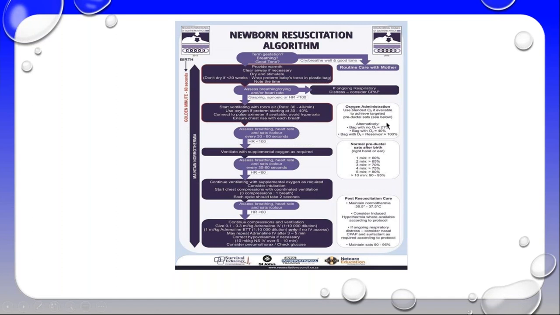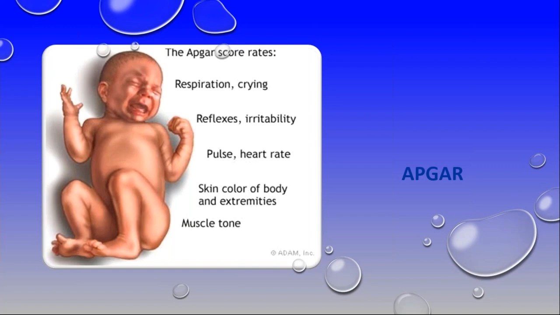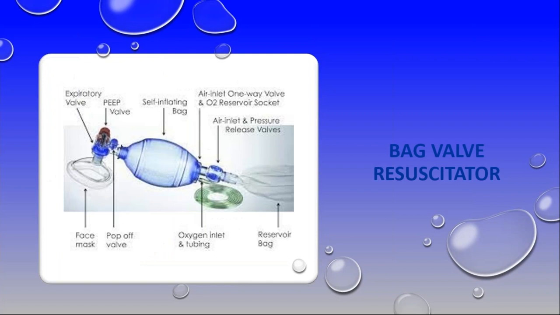You will see here that it gives you oxygen administration, it gives you the preductal sets as we've discussed, as well as post-resuscitation care. And this can just be downloaded, laminated, and put up against a wall if you so wish. Again, we get to the APGAR. We've gone through this before, so the respiration, the reflexes, the pulse or heart rate, depending on what you call it, skin color and muscle tone.